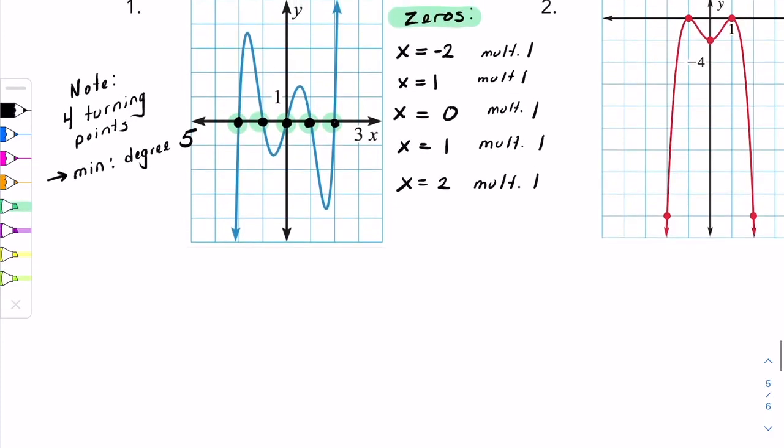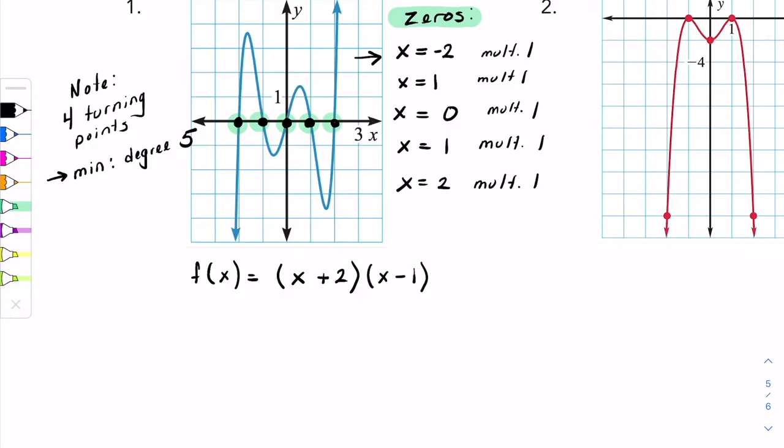So once I list my zeros, I'm going to write a potential function. Now this might not be your final answer, it's just a potential graph. I'm going to use all my zeros starting at x equals -2, and I'm going to write them as factors. If x equals -2, then the factor has to be x plus 2. That way when you set it equal to 0 and you solve, you get x equals -2. We have x minus 1.